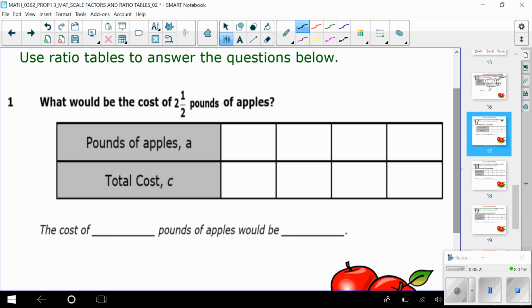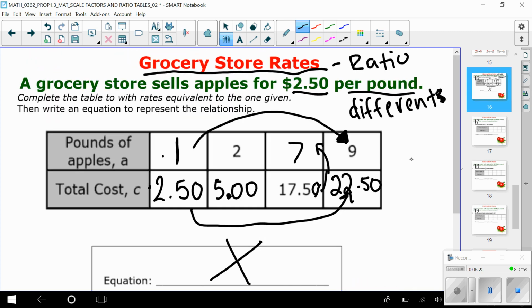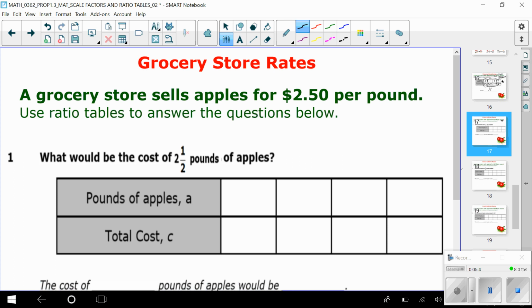Okay, so what you need to remember is that you're going to use this table that we just made together. You're going to use that for the rest of this page. Okay, so this rate right here, 1 pound is $2.50. You're going to use that on every table. So again, here we go.